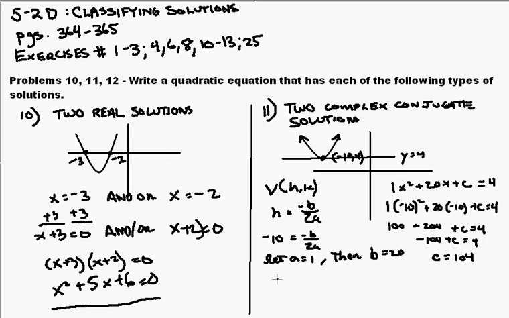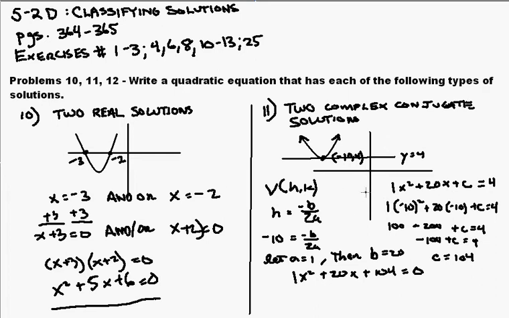So, if a is 1, b is 20, c is 104, therefore an equation that would fit these parameters would be 1x squared plus 20x plus 104 equals 0. That would be a possibility. That would be something that would fit and would wind up having two complex conjugate solutions.